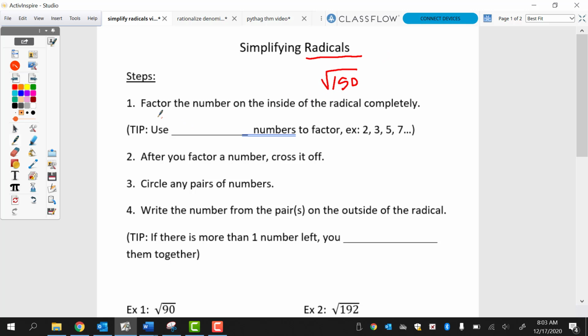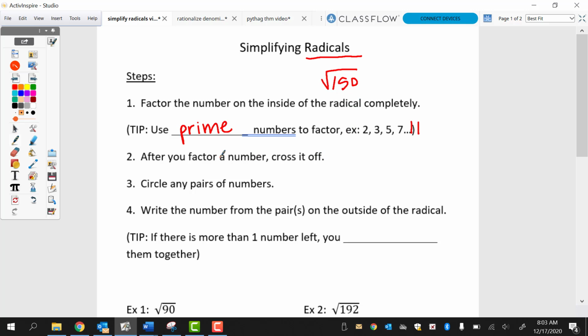So how do I do that? Well, you're going to factor the number on the inside of the radical. So like this 150, we would be factoring that. That means we're breaking this up into numbers that multiply to 150. Okay, so how am I going to do that? Well, I'm going to use prime numbers to factor. So a 2, a 3, 5, 7, and 11 we're going to add on at the end. If you cannot divide by any of those numbers, then you can't break this number down anymore.